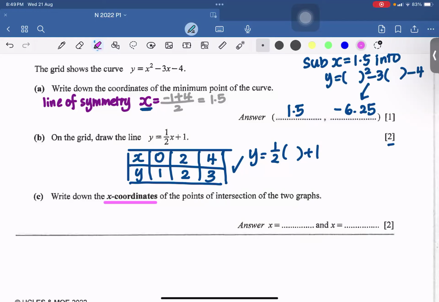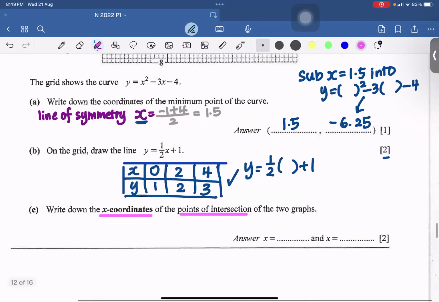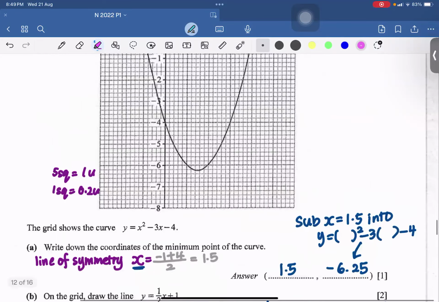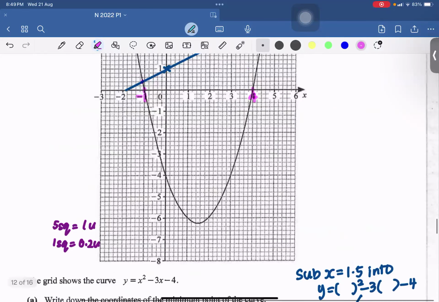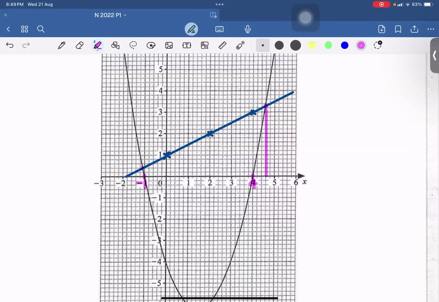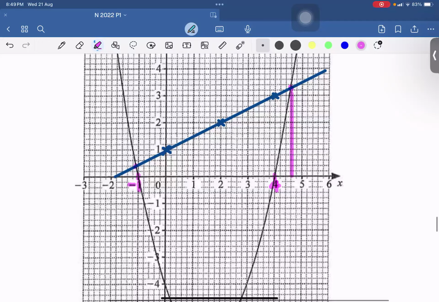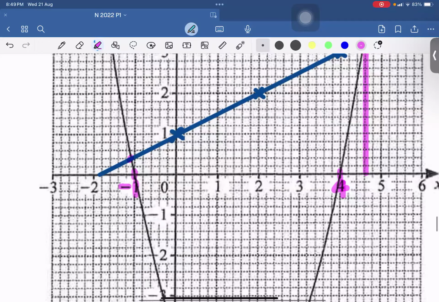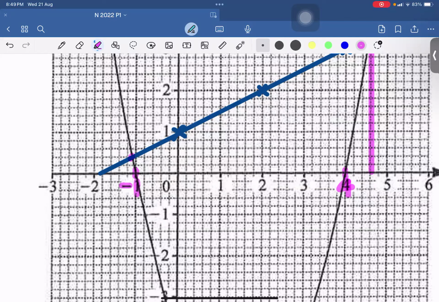X only. So only the x of the points of intersection. Okay, so I only want the x value of the point of intersection. This one I cannot see. Does it look like it's in between? It looks like it's in the middle, correct or not?